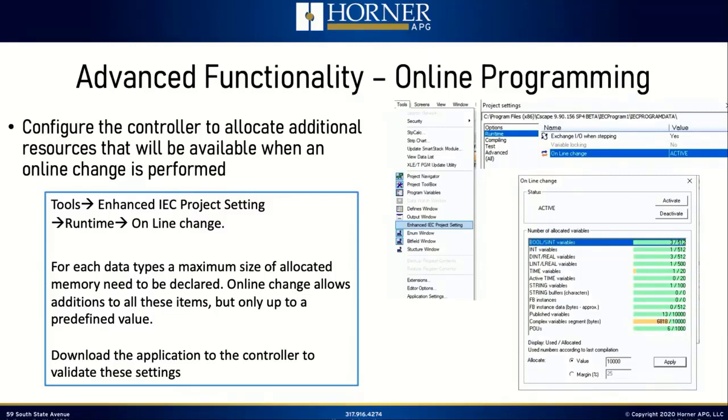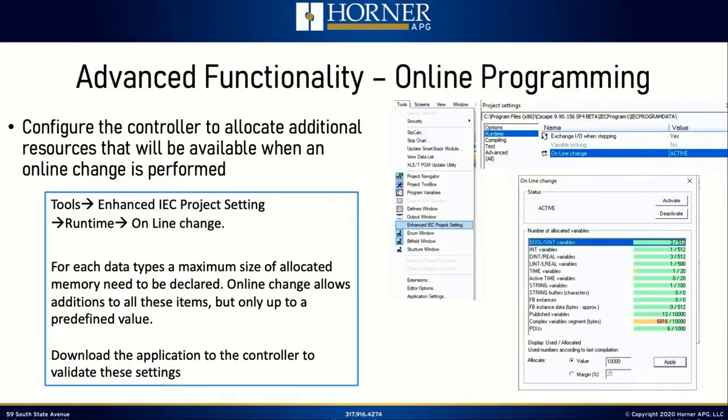Okay, so that's the first step: activate online change mode, allocate the appropriate amount of memory for additional resources that are needed, and then download that in regular mode, not online change mode. Download that in regular mode to the controller so that it's ready when you do go into online change mode later. So when a unit comes out of the factory, you're going to have to at least download to it once in regular mode to set everything up properly before you're going to be able to go into online change mode.